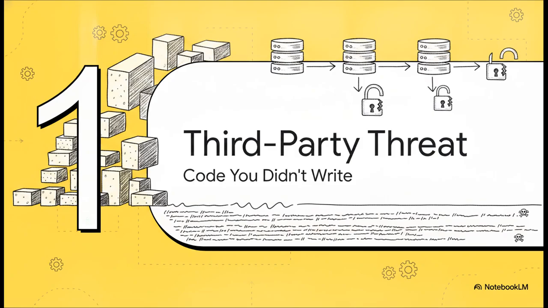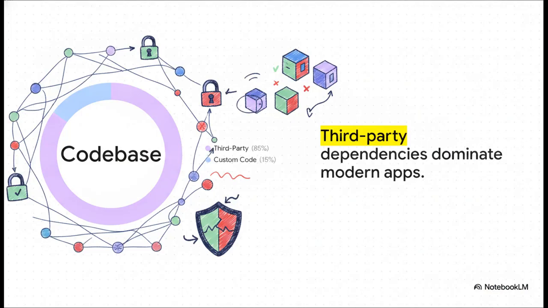Section 1. The third-party threat, the code you didn't write. Okay, let's dive into this unseen danger lurking right beneath the surface of your application. When you build a modern app today, about 70 to 90% of it is actually just frameworks, libraries, and toolkits pulled straight from public registries. You wrote maybe 15% of it. The rest? It's literally someone else's code. But here's the catch. You are now completely responsible for securing it.